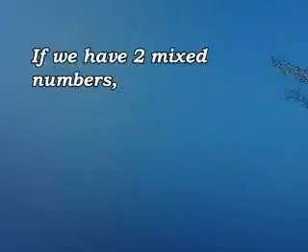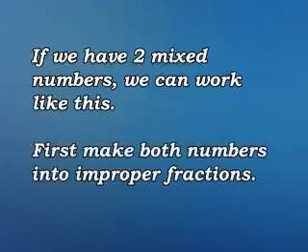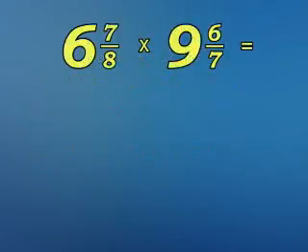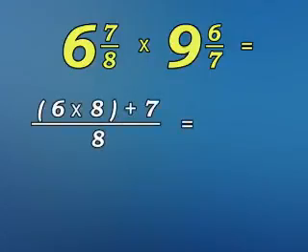Now the other way is, if we have two mixed numbers, we can work like this. First of all, make both numbers into improper fractions. 6 7/8 times 9 6/7. 6 7/8 becomes 55/8.